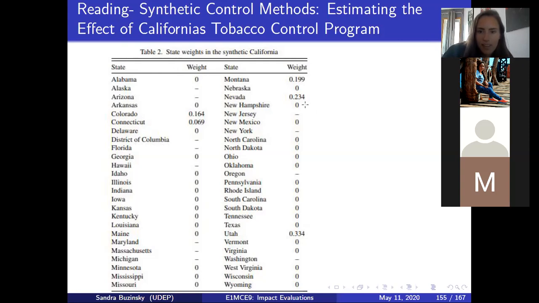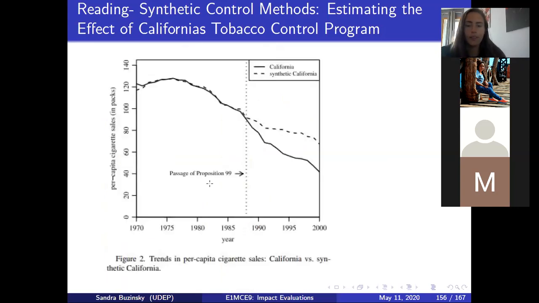Doesn't seem like that adds up to 1, but anyways. So that's why it's so concrete. When you create a synthetic control, you can know exactly what control units you're actually using. So it's very transparent in your analysis. Okay, so this is what they create as their synthetic control.